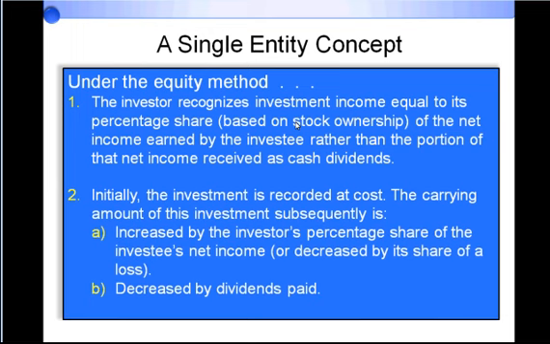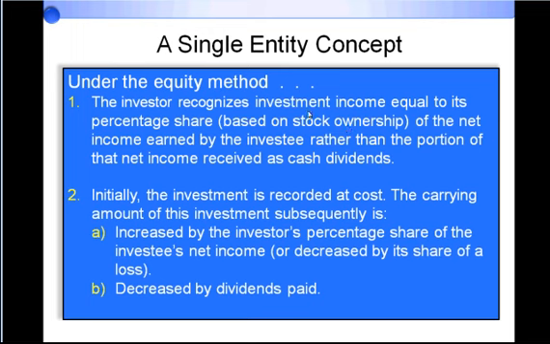Again, under the equity method, it's actually rather simple. We're going to recognize investment income based on our percentage ownership. And then also we're going to recognize the cash dividends, that's what's coming through here. So we're going to recognize the income itself. We're not going to take a look at the cash dividends instead. So what happens here is we record the investment at cost, and then it gets changed. That investment account changes over time.